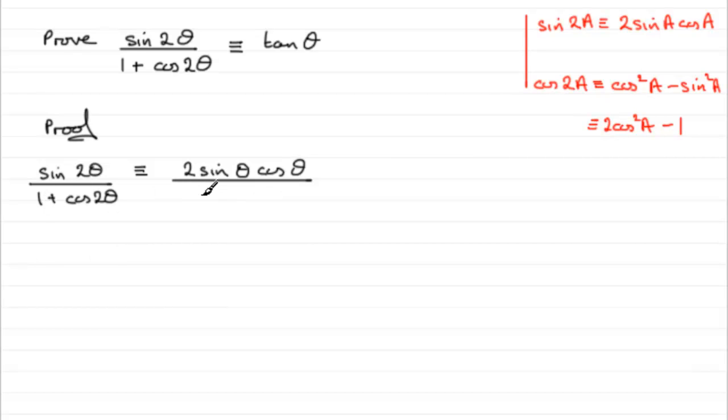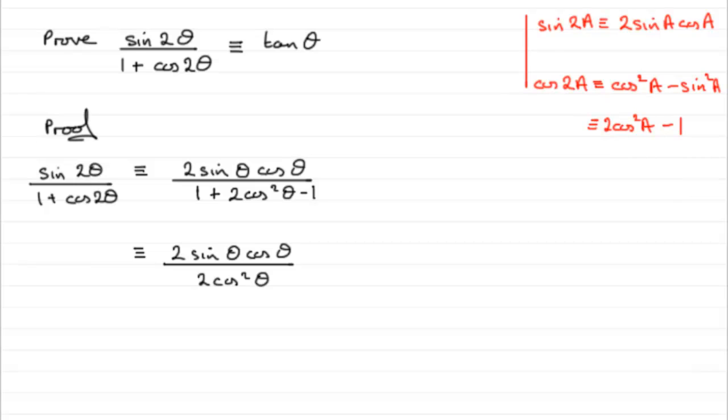Well, we'll put the 1 in anyway, so that'd be 1 plus, and then in place of cos 2 theta, 2 cos squared theta though, minus 1. So just write that in, 2 cos squared theta minus 1. So the 1 take away 1 gets to 0, so what we've got is 2 sine theta cos theta all divided by just the 2 cos squared theta.